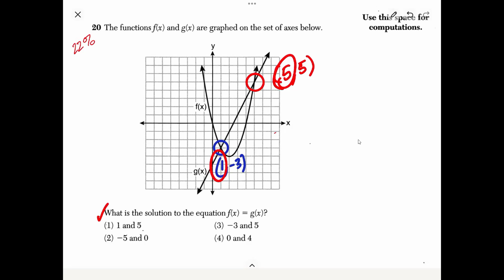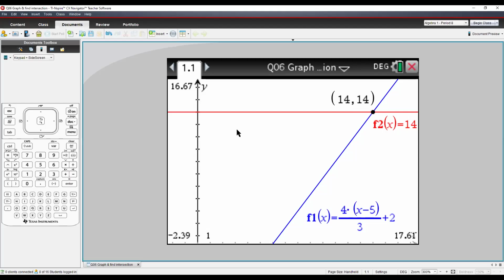Like only 22% of my students got this right. And we got to get this question. Like it's not a difficult question. You're just looking for intersections. Now, to show you that most of the time, they don't give us the graph. We have to create it. This is question number 6. The answer is the intersection.